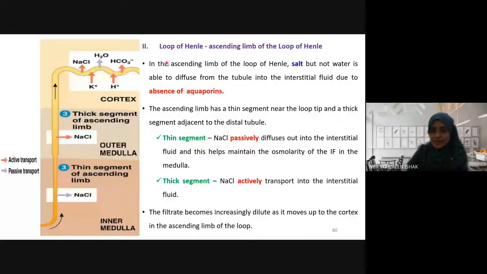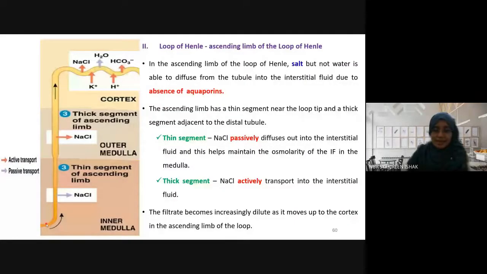So in the ascending limb of loop of Henle, salt but not water is able to diffuse from the tubule into the interstitial fluid due to the absence of aquaporin. So terbaliklah, ascending terbalik dengan descending. Descending ada banyak aquaporin, tapi kalau ascending there is no aquaporin, absence of aquaporin, so there will be no reabsorption of water, only sodium chloride will move out either through passive or active transport, depends on the segment. Okay, so the filtrate becomes increasingly dilute, okay, as it moves up to the cortex in the ascending limb of loop of Henle.